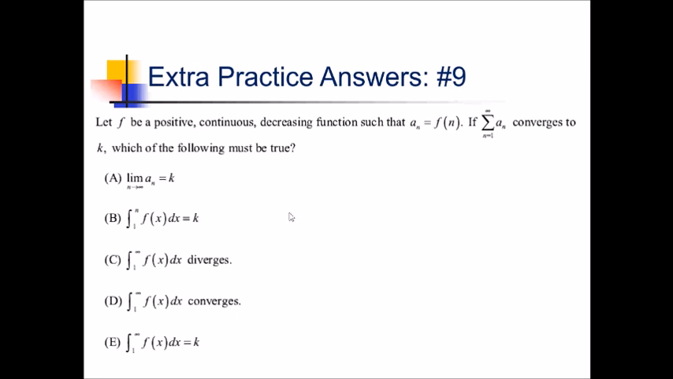But let's go through all the answer choices, and we'll just see why choice D is the only one that's actually true. So choice A, they're saying the limit of the nth term is k. This would be true if our series converged to 0. For a series to converge, the limit of the nth term has to be 0. But if k is some number bigger than 0, then this series would actually diverge by the nth term test for this to be true.